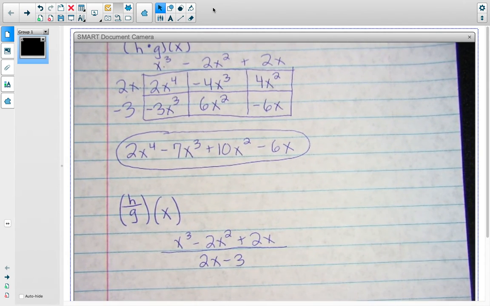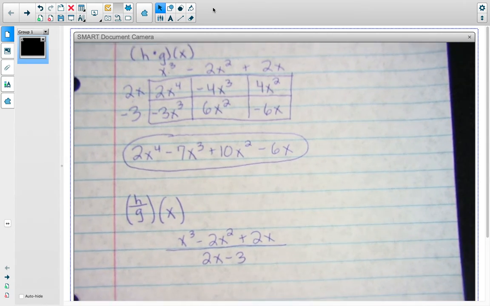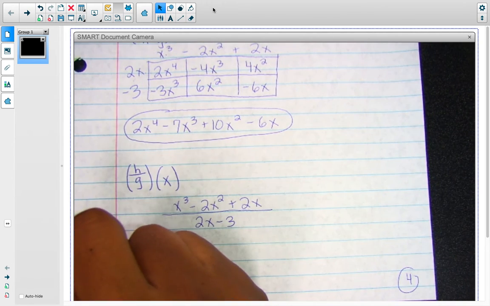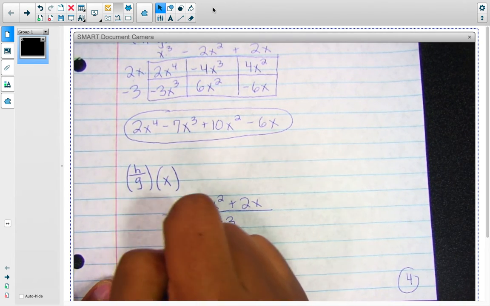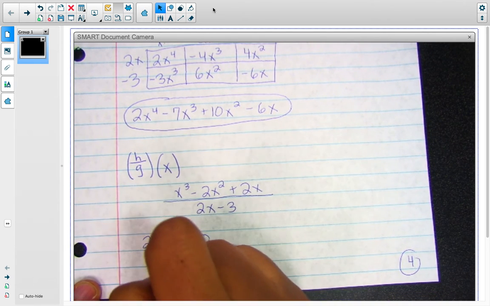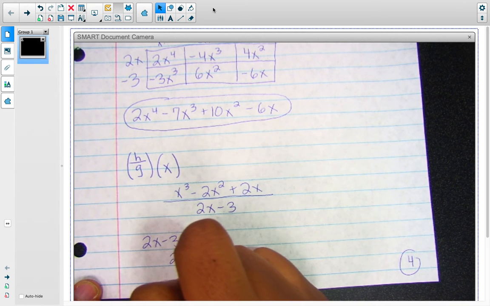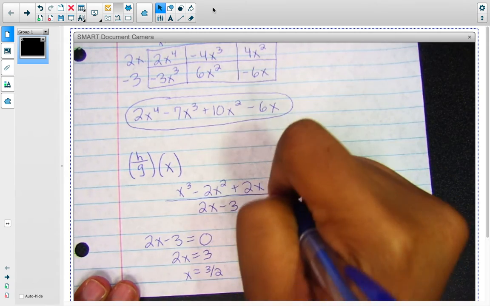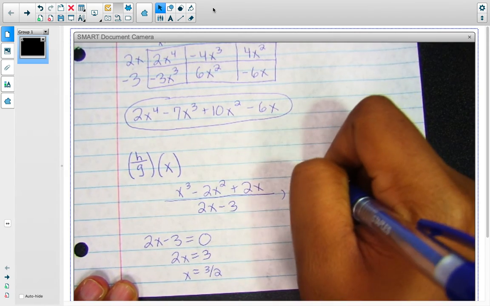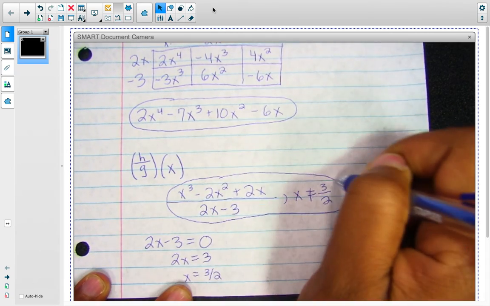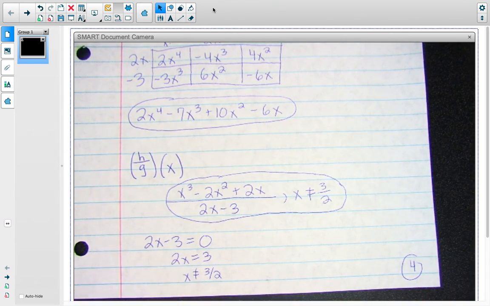Take our denominator, set it equal to 0 so we can figure out what our denominator cannot be, because you cannot divide by 0. So somewhere off to the side, you solve your equation. We need to add 3 and then divide by 2. So x cannot be equal to 3 halves. All right, so this has been operations on functions.